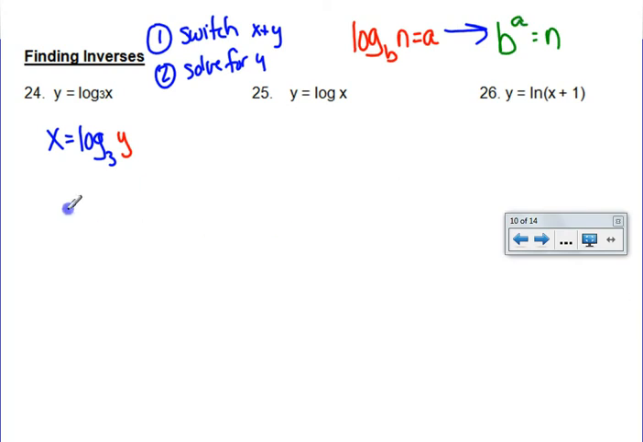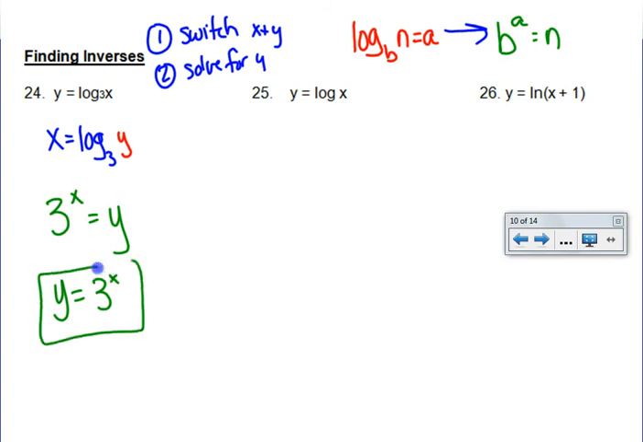So we're going to take our base, which is 3, raise it to the answer, which this time is over here, to the x, equals that leftover number y. I think we're done. So if you'd like to rewrite it so the y is first, that's fine, but your answer is y equals 3 to the x power. Now notice the original was a logarithmic equation and the inverse is an exponential equation. And that should always happen because those are inverses of each other.